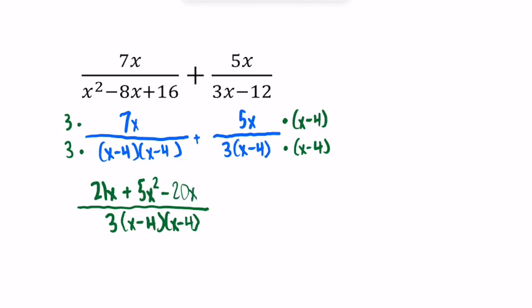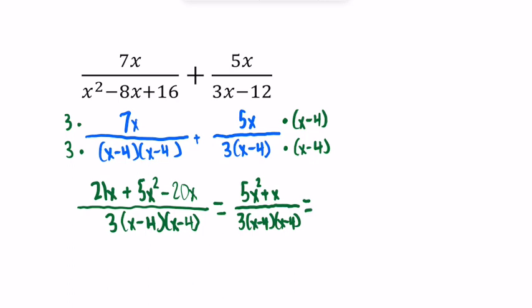It looks like we do have some like terms we can combine there. 21x minus 20x is x, so that gives us 5x squared plus x in the numerator, and then 3 times x minus 4 times x minus 4 in the denominator.